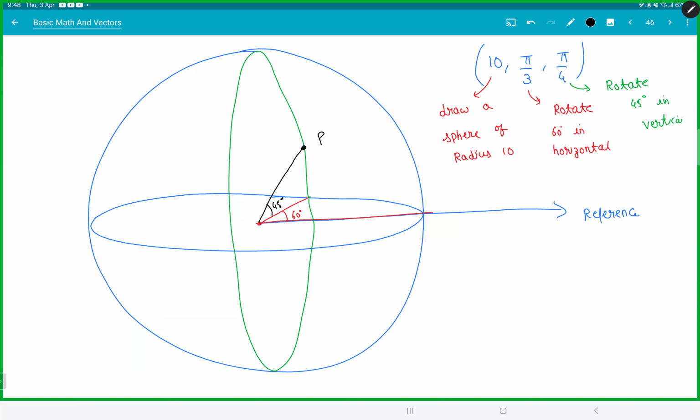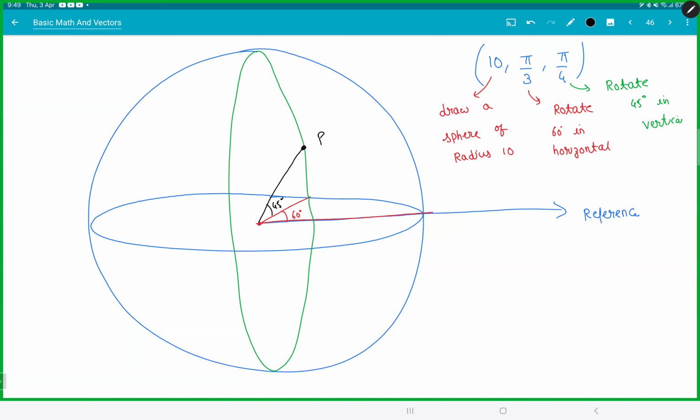Suppose theta is 90 degrees and phi is 60 degrees, where are you? You're in front of you, isn't it? The point is in front of your face at an angle of 60 degrees up. Are you able to make sense?